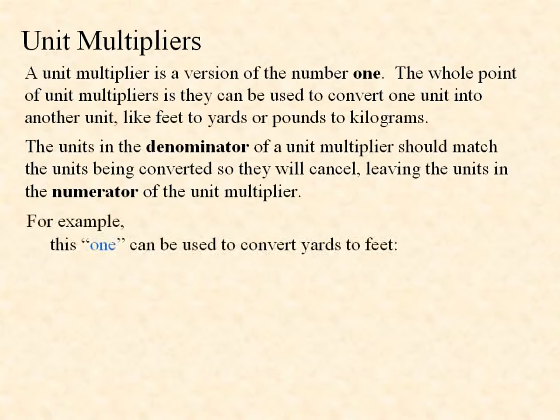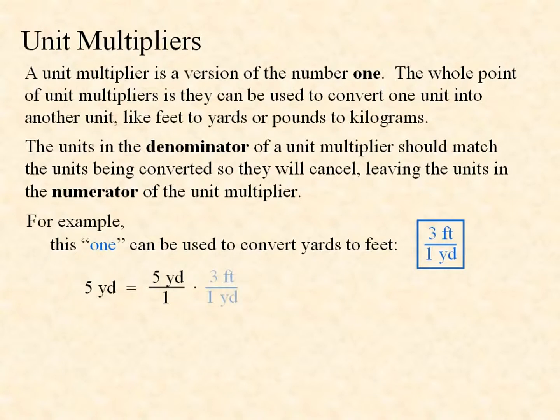For example, this 1 can be used to convert yards to feet. Here's an example of using it. 5 yards is the same as 5 yards over 1. Now we multiply by the unit multiplier, and we see that the yards on top cancel with the yards on the bottom of the unit multiplier. So that leaves us 5 times 3 feet over 1 times 1, which is 15 feet over 1, or 15 feet.